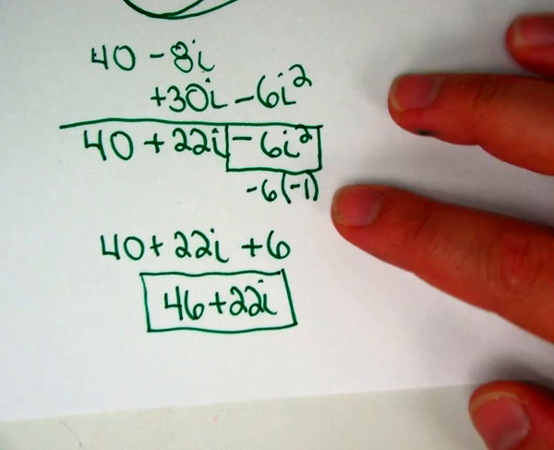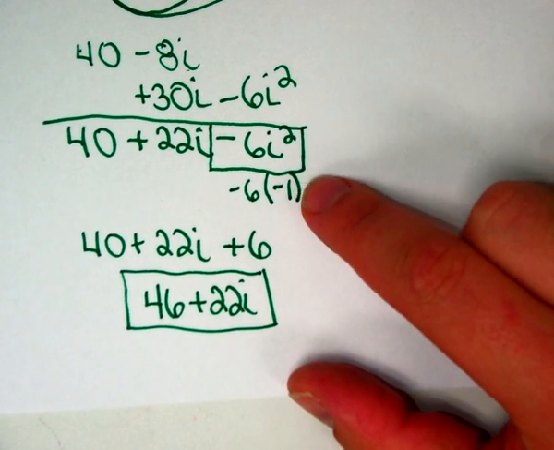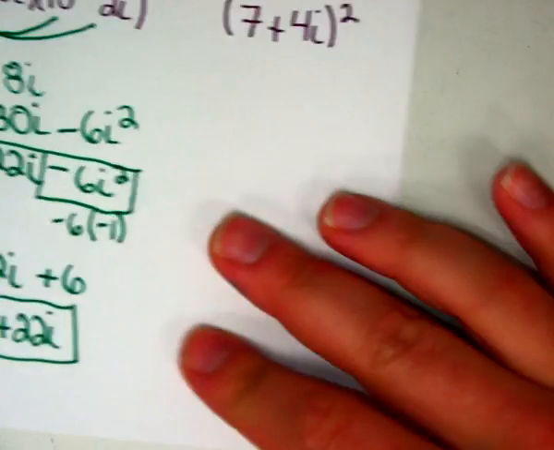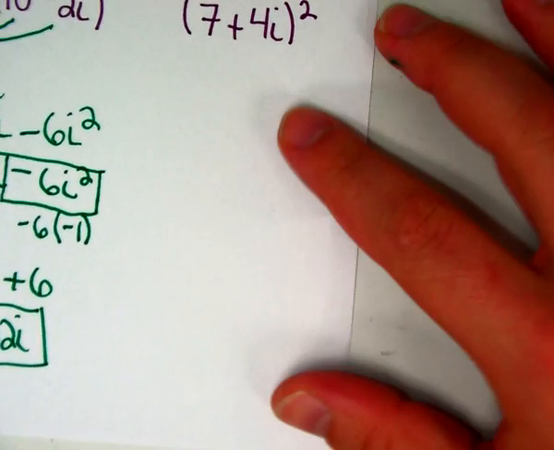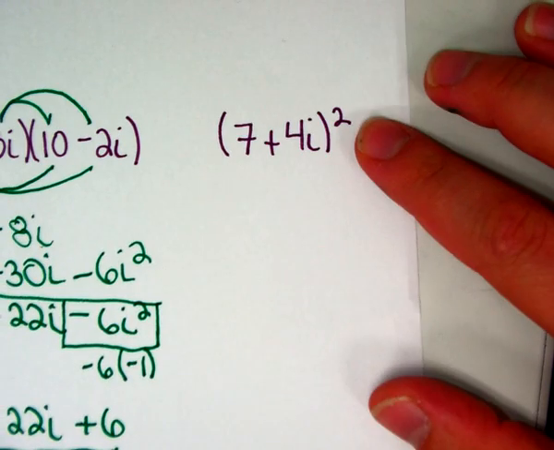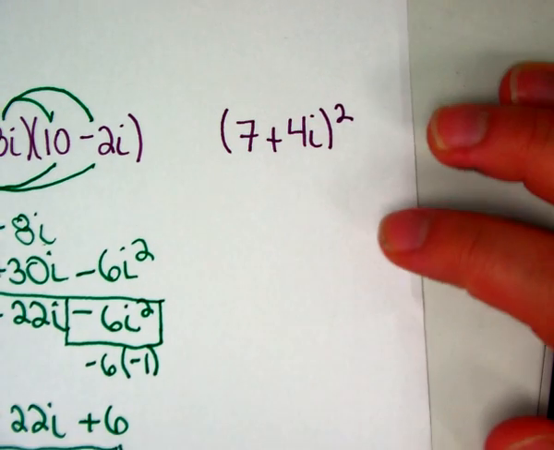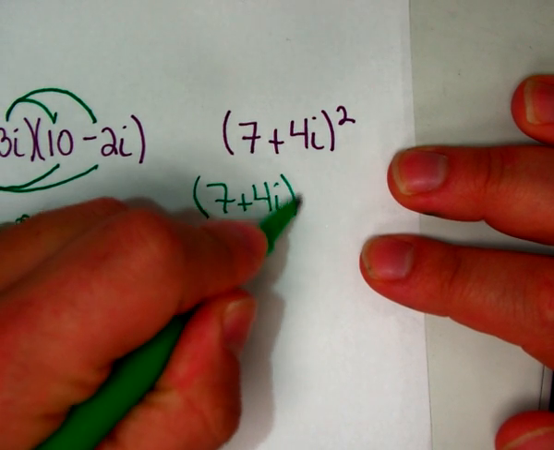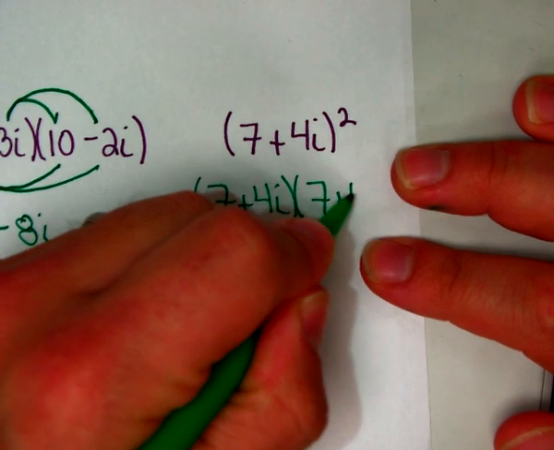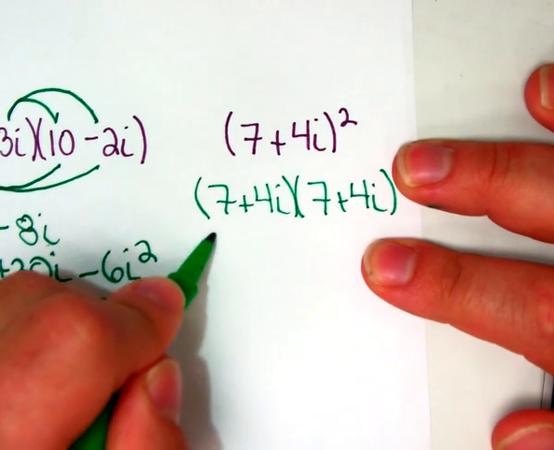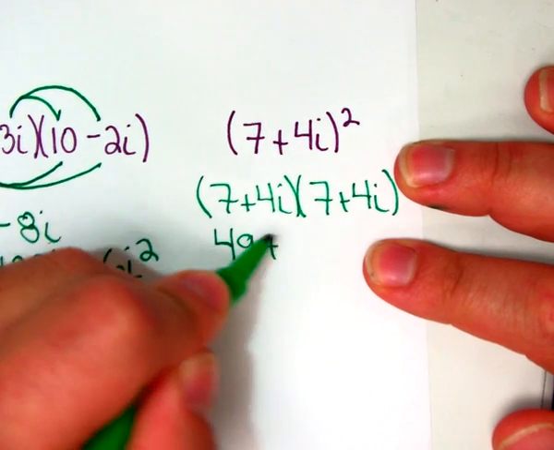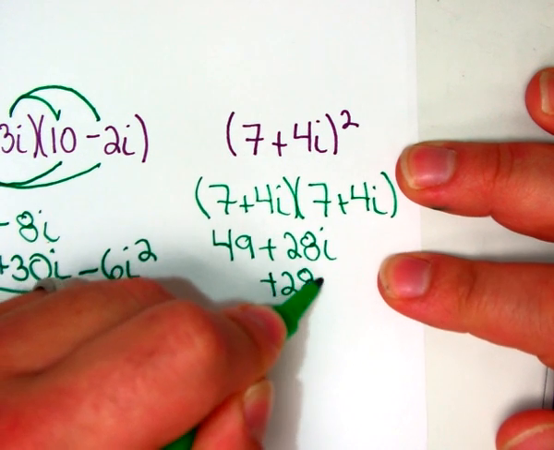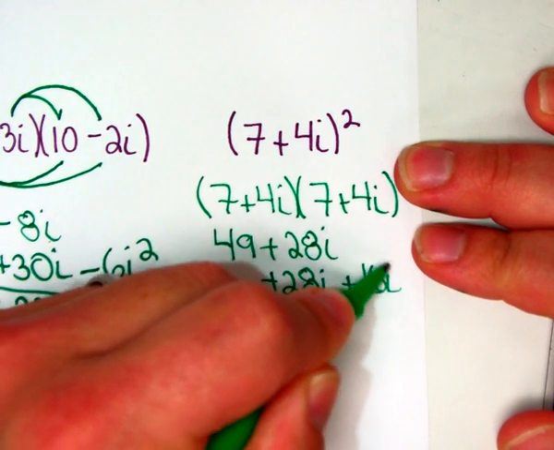Okay, so that one little change right here is what's going to really be different about these problems than what we've done in the past. So let's take a look at the next part here where we have 7 plus 4i squared. My recommendation is write it out first. Okay, so we have 7 plus 4i times 7 plus 4i. That means we end up with 49 plus 28i plus 28i plus 16i squared.